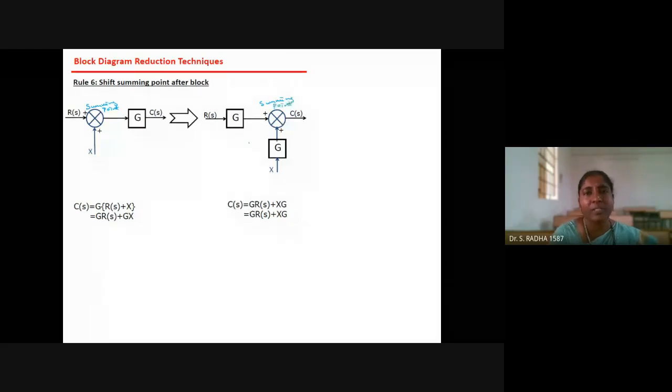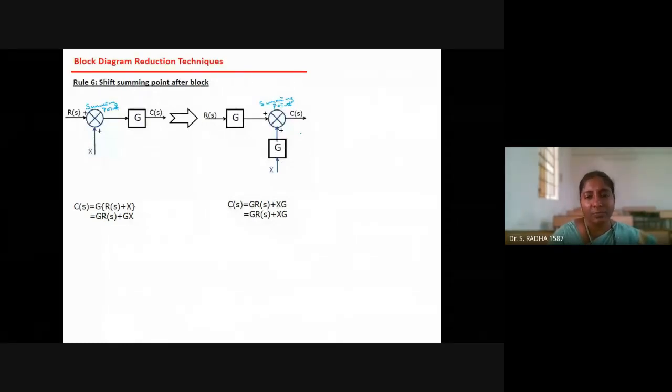In branch point, you have included 1 by G. If you are moving a branch point ahead of the block, you included 1 by G. Now this is a summing point, you do G. Okay, opposite you have to do. So you remember only for branch point, moving it ahead of the block, it is 1 by G. Other things you can just recall.